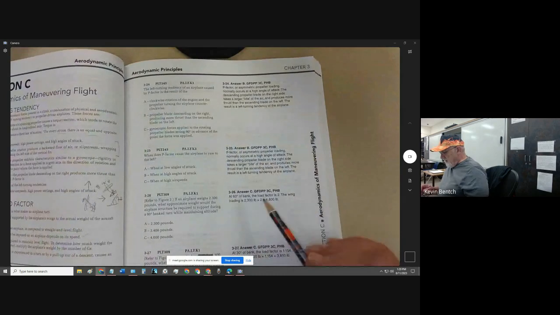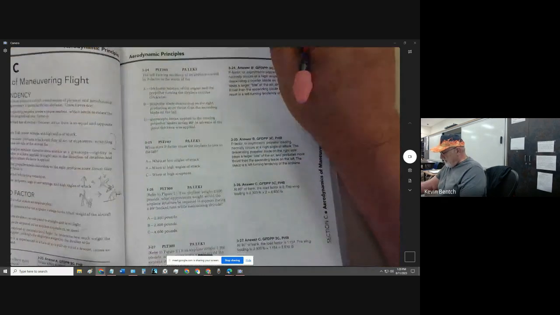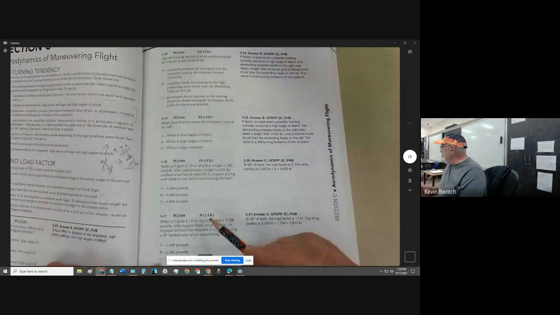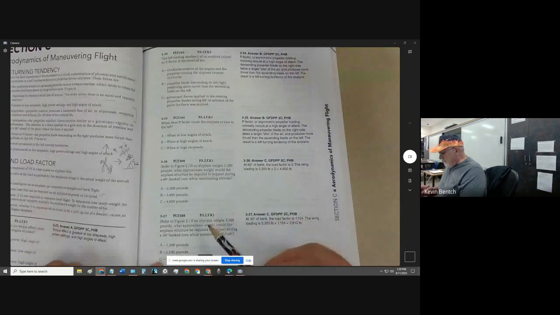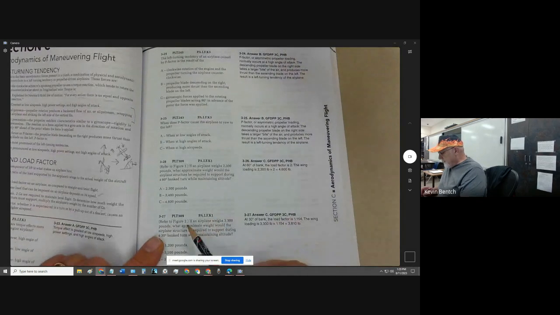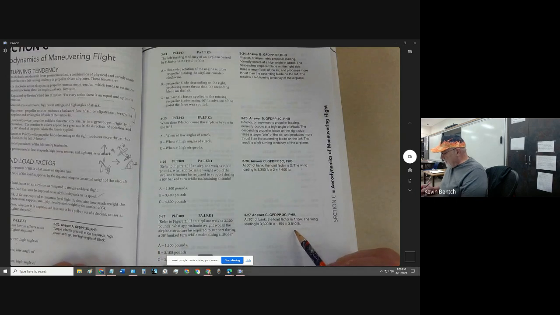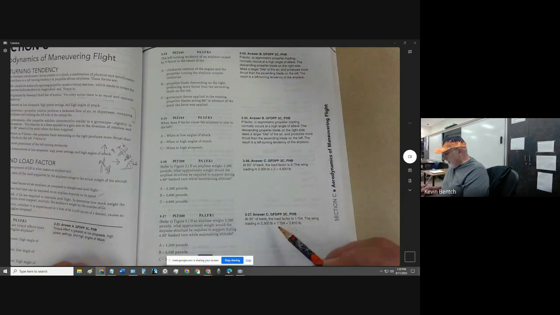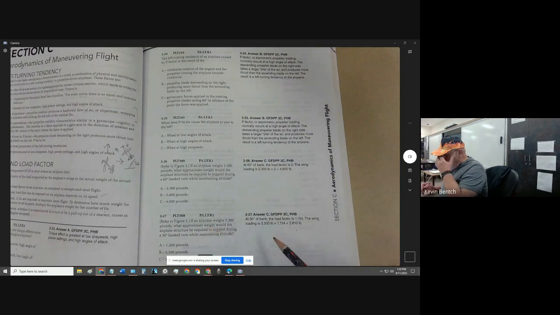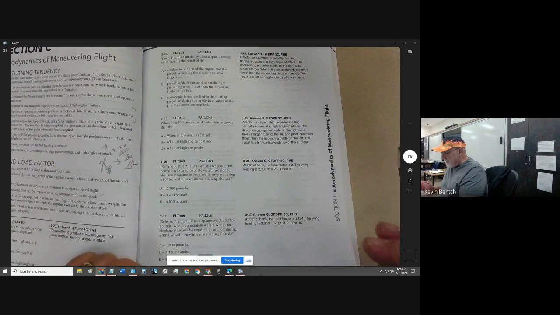All right, so we were down here. 3-27 is refer to figure 2. If an airplane weighs 3,300 pounds, what approximate weight would the airplane structure be required to support during 30 degrees? Well, that's 3.3 times 1.154, which is 3,810, which is approximately 3,800. So that's what we looked at. If you follow that little red line, it's at 1.154 at 30 degrees.